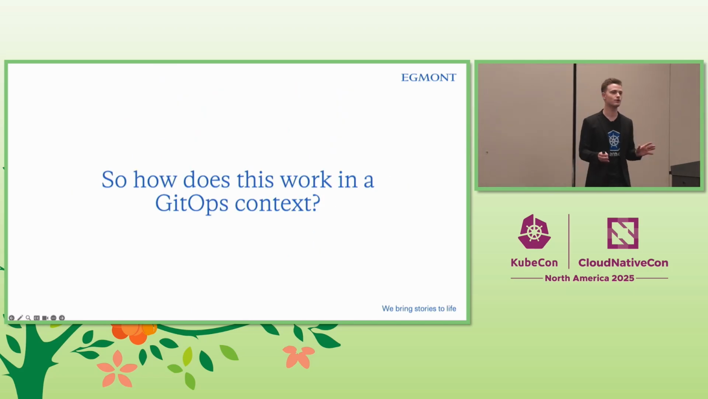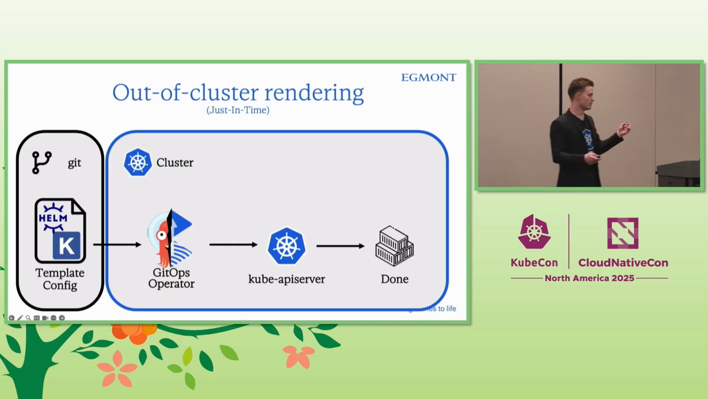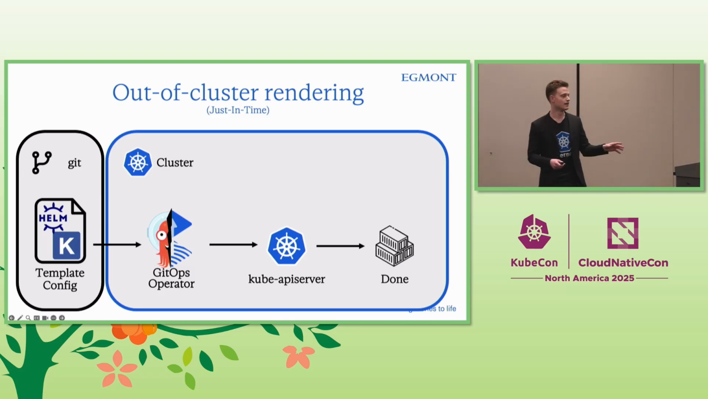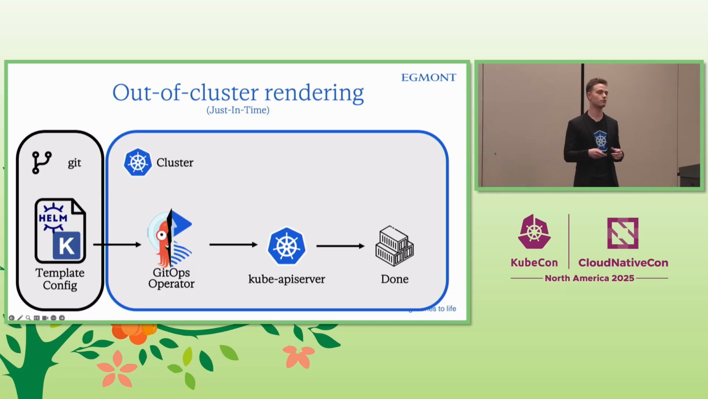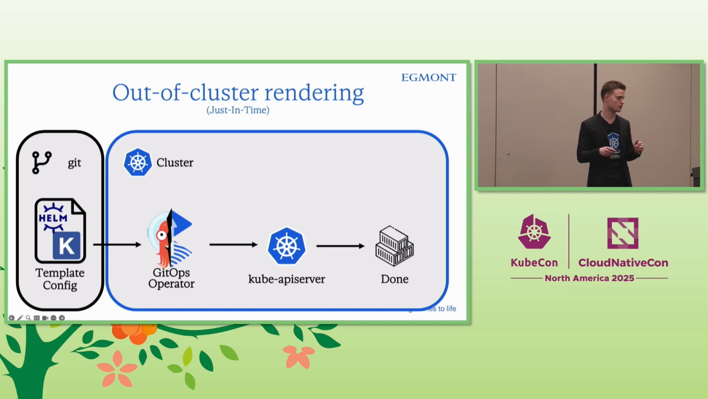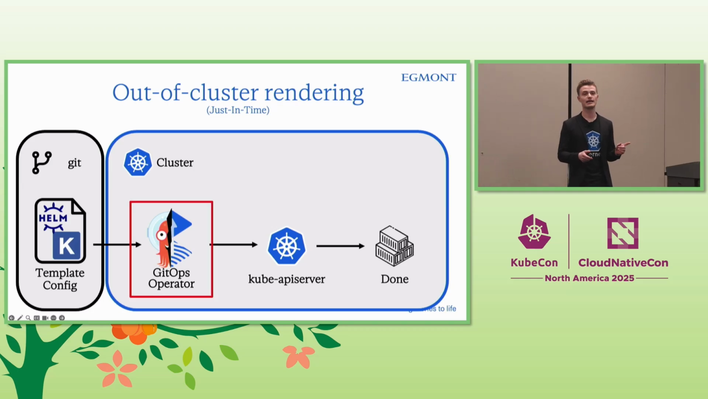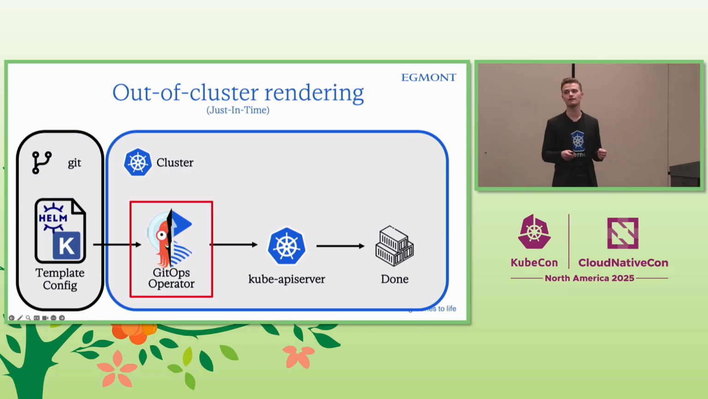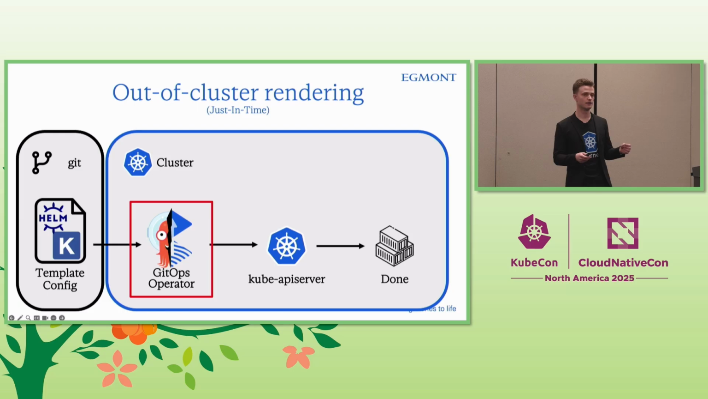Let's now talk about how this works in a GitOps context. So here we have a very simple setup for GitOps, where we have a Git repository that contains some Kustomize or Helm templates stored in Git, and then we have our GitOps operator, either Argo CD or Flux, that reads this configuration, does whatever templating it needs to do, and then reapplies it to the Kube API server, and then you're done. So here, all the rendering is happening inside the GitOps operator. And this is because both Argo CD and Flux have built-in support for Helm and Kustomize.